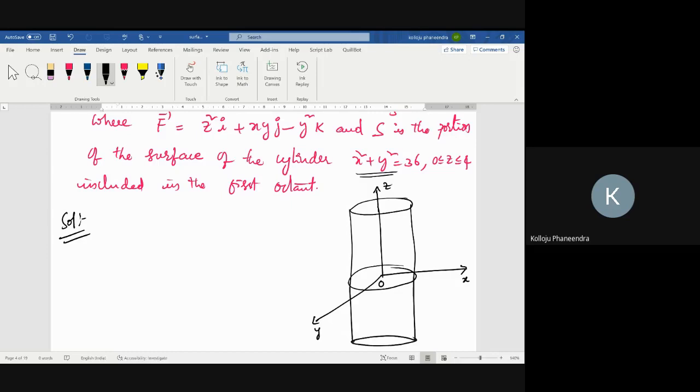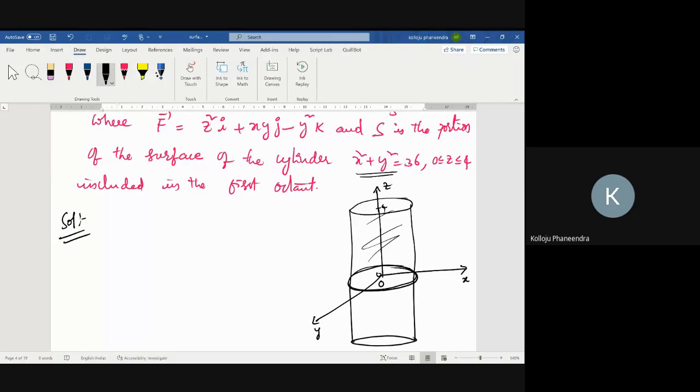And clearly, what is given? Z equal to 0 to Z equal to 4 maximum value. Z equal to 0 and up to 4. Let me consider, for example, this is 4, and Z equal to 0 here. So I have to consider which portion of the surface? Only this part of the surface. Only this above one, not below one.